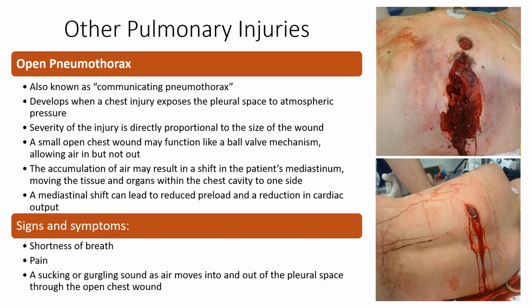Anytime we have that mediastinal shift, it can lead to reduced preload. The reduction of preload will reduce our cardiac output. If we don't get fluid into the pump, we ain't gonna get fluid out of the pump.